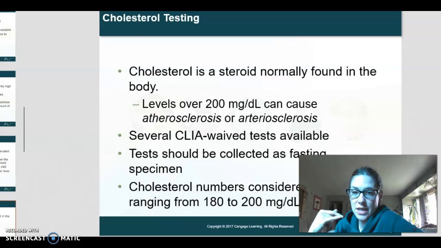There are CLIA-waived tests that are available. There's a lot of them now coming online that are point of care testing, and they are just as effective, but a lot of providers still like that serology, fasting lipid testing, an FLP, fasting lipid profile, where you are instructing your patients to fast 12 hours. Water is okay, medications are okay.